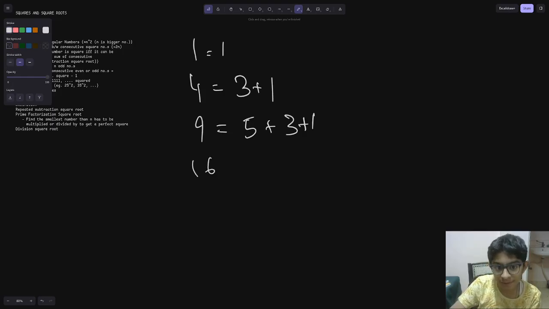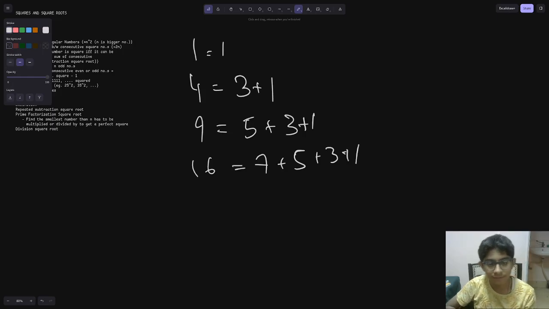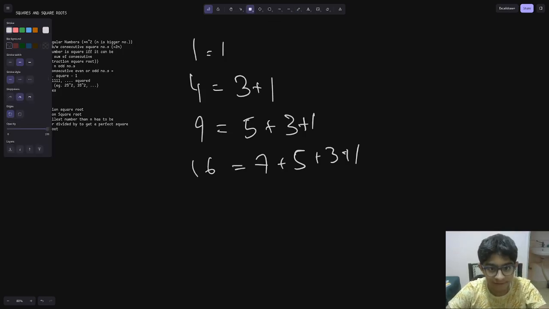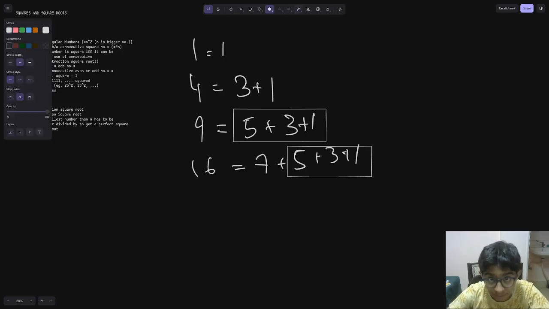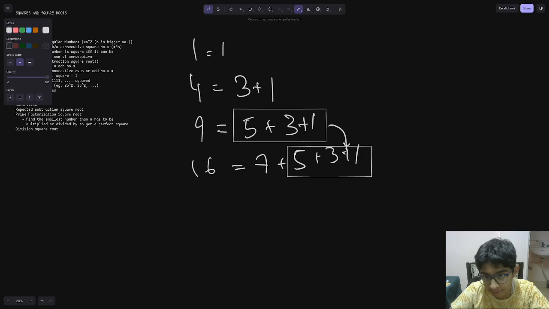The next number is 16. Keep going. What's the next odd number? 7 plus 5 plus 3 plus 1. This is amazing, isn't it? So, how can we prove this? Now, you can see that these two parts are identical, this part and this part. So, can't I replace this with the previous number? I can indeed replace this with the previous number.